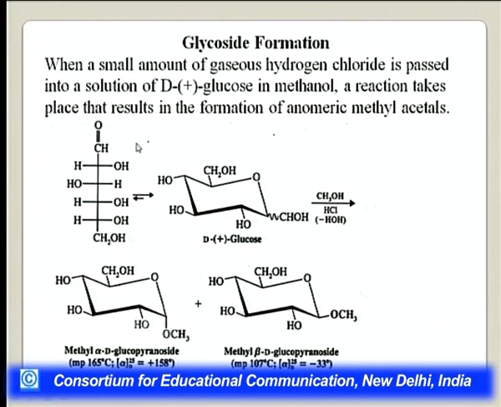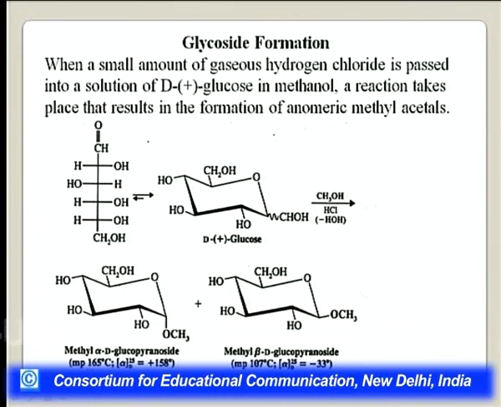This is an open chain structure of D-glucose, and it is in equilibrium with this kind of structure, we can say alpha or beta. When it reacts with methyl alcohol in the presence of HCl, you will get this kind of structure. You can see this hydroxyl group gets replaced by this methoxy group, and this is called methyl alpha-D-glucopyranoside.